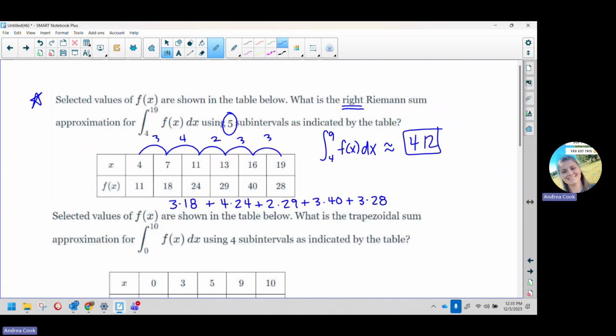Okay, so you could have written this as 3 f of 7 plus 4. Where does that 24 come from? F of 11. And so on.